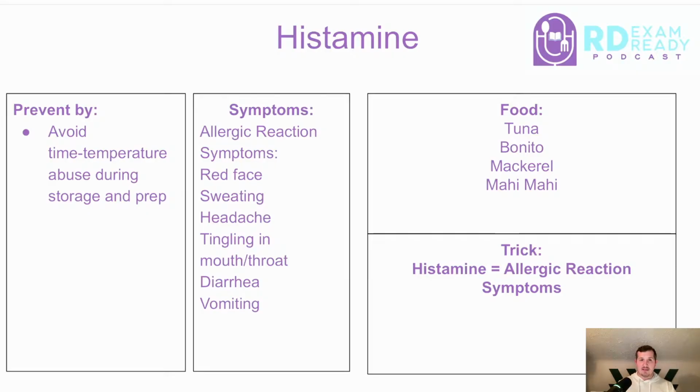That would be things like a red face, sweating, headache, tingling in your mouth and throat, diarrhea, and vomiting. And I think that fits up with my trick really well because remember, whenever you're having an allergic reaction, it usually has something to do with histamines, or think of antihistamines with allergies, right? So I think if you think of allergic reactive symptoms like that, it's going to fit really well with histamine because they already sound like they're so closely associated. Even though this histamine toxin is actually not an allergic reaction, as I said, it's causing completely similar symptoms as you can see here. So I think that's really cool to remember.